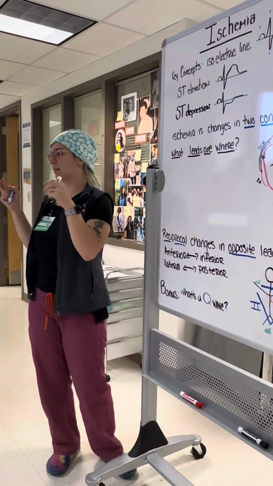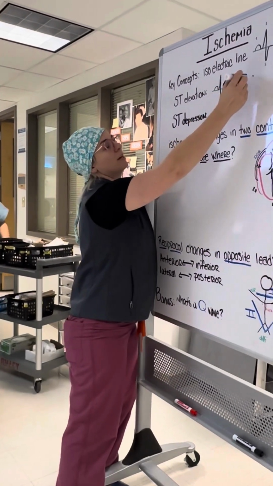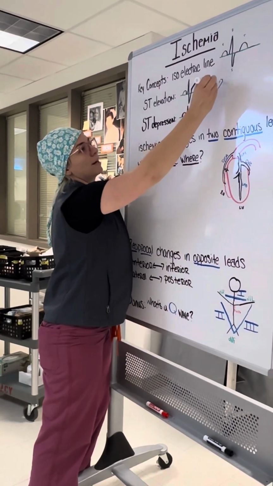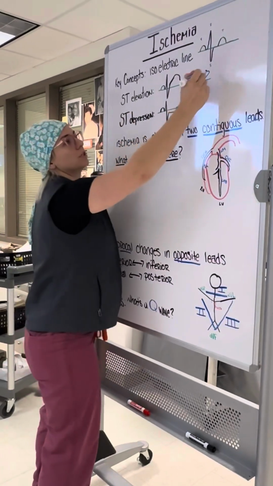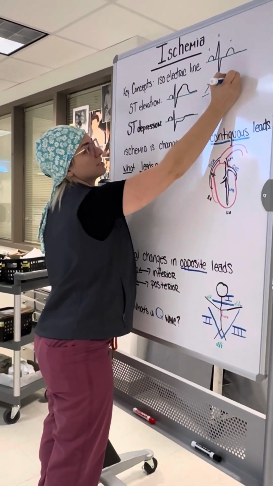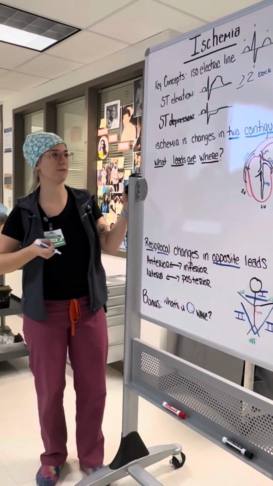Theoretically, for it to be considered a STEMI or a true elevation, it needs to be greater than or equal to 2 of the vertical blocks. So 2 blocks, which is a measurement of 0.1 mV, or whatever the measurement is.